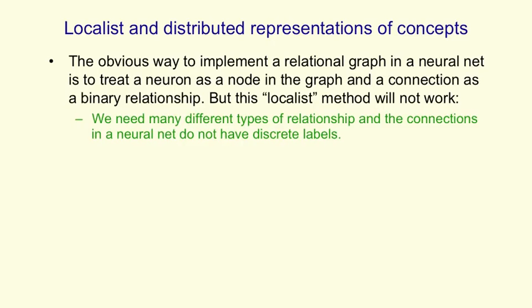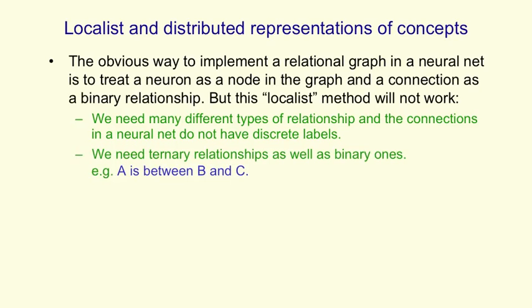For a start, the relationships come in different flavours. There's different kinds of relationship, like mother of or aunt of. And a connection in a neural net only has a strength. It doesn't come in different types. Also, we need to deal with ternary relationships, like A is between B and C.